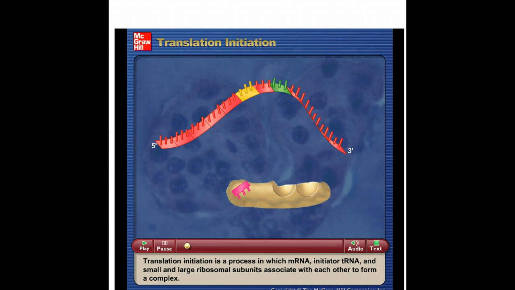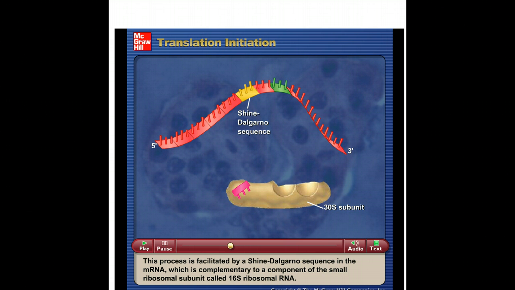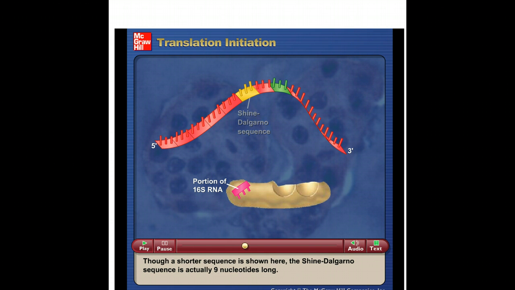Translation initiation is a process in which mRNA, initiator tRNA, and small and large ribosomal subunits associate with each other to form a complex. Initiation of translation in bacteria begins when the 30S or small ribosomal subunit binds to the mRNA near its 5' end. This process is facilitated by a Shine-Dalgarno sequence in the mRNA, which is complementary to a component of the small ribosomal subunit called 16S ribosomal RNA. Though a shorter sequence is shown here, the Shine-Dalgarno sequence is actually 9 nucleotides long.